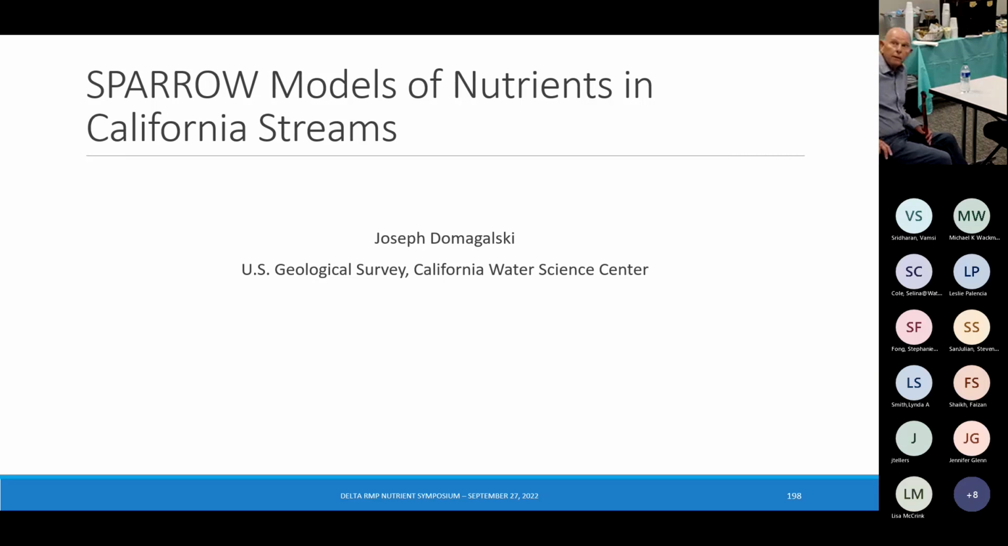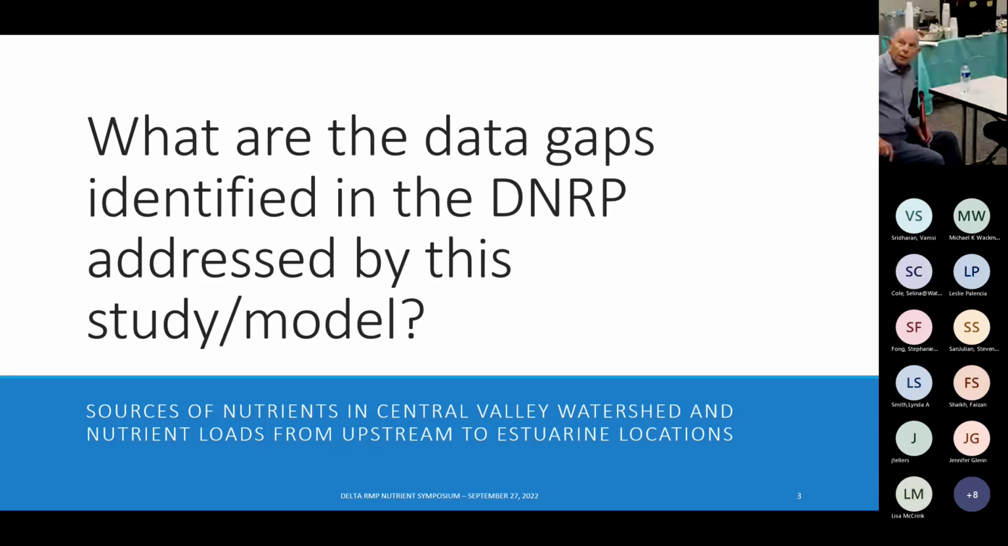Next slide. All right, so what are some of the data gaps addressed by the SPARROW model? A lot of these questions from 30 years ago are very similar to what we've heard all day today. So that sort of thing hasn't changed. Go to the next slide.